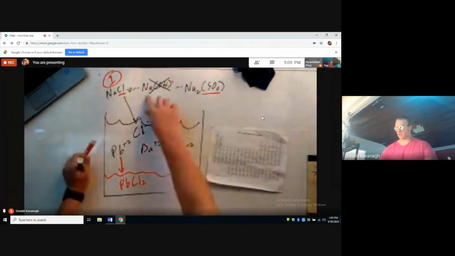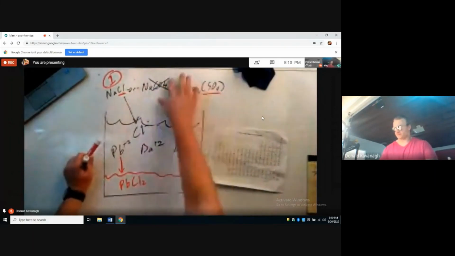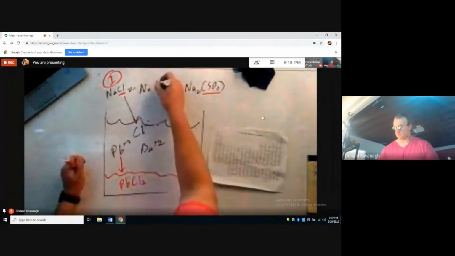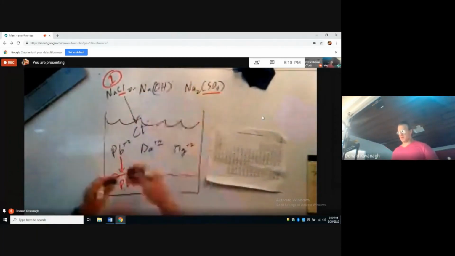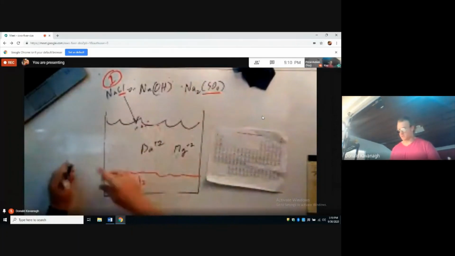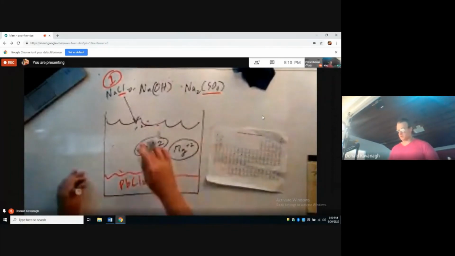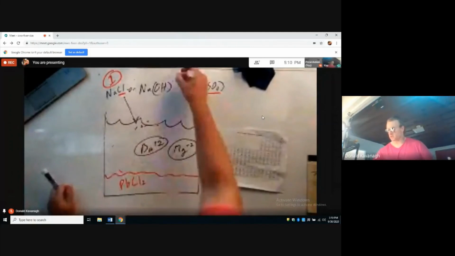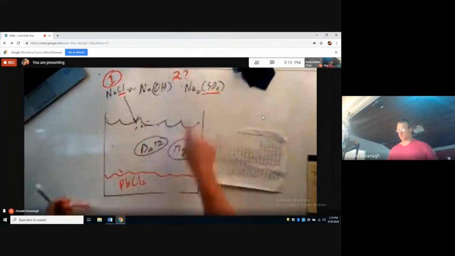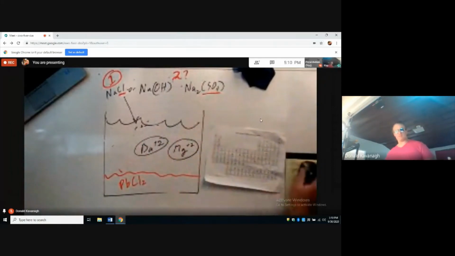Now, the second salt to add could either be hydroxide or sulfate. You would go through the same process. Now only barium and magnesium are in solution. So which of these should you add second to get only one of these to crash out or precipitate in solution?